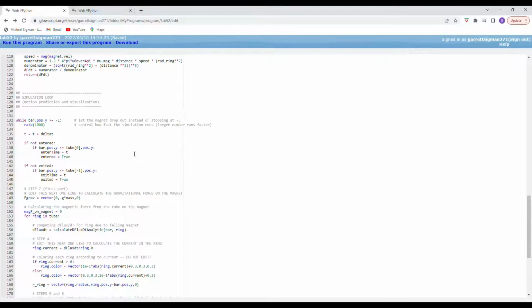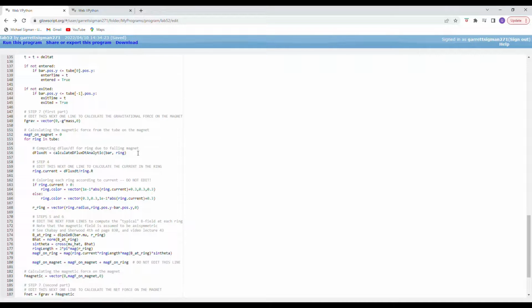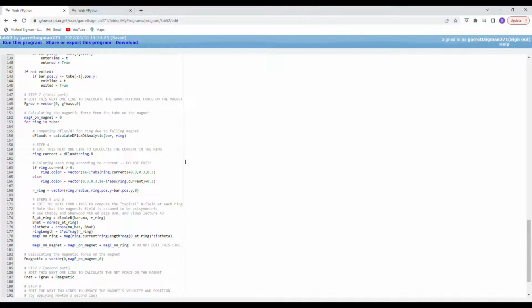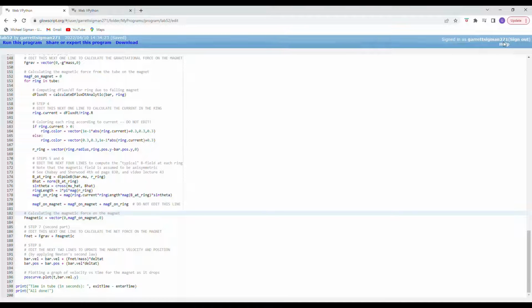The next section is for the visuals of the output, and then for the calculation of current, magnetic field, and total magnetic force around each ring. And finally, I created code to update the velocity, force, and position of the magnet at each time interval.